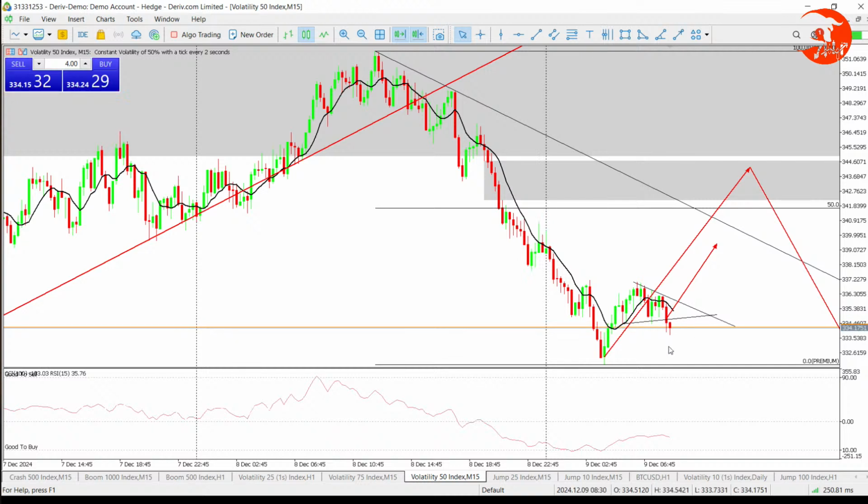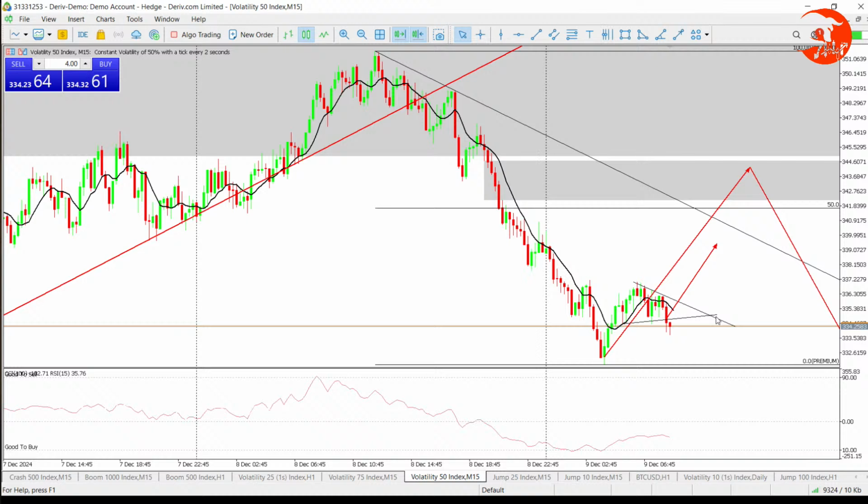V50 has decided to break through this level. It means it's not a confirmed pennant. I will just wait for it and see. But yeah, we see that we broke out, but we are looking for the buys to take us there and even right about there. So we'll leave it for now until it gives me more points.